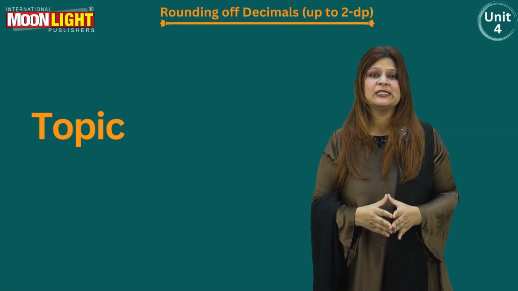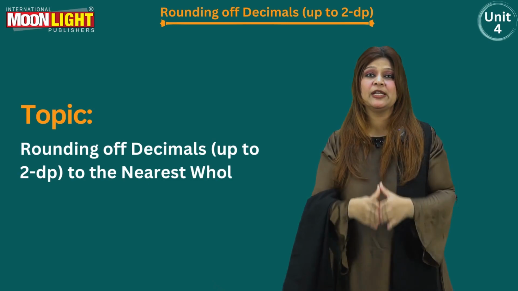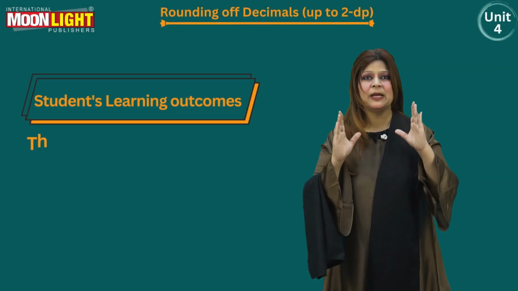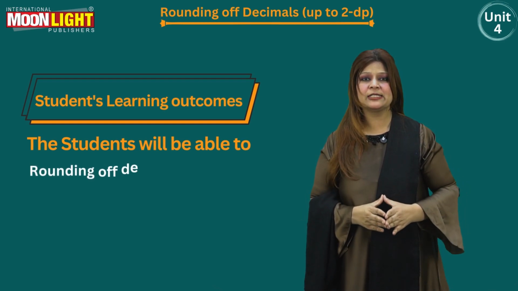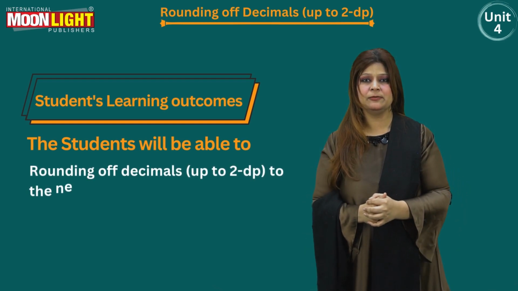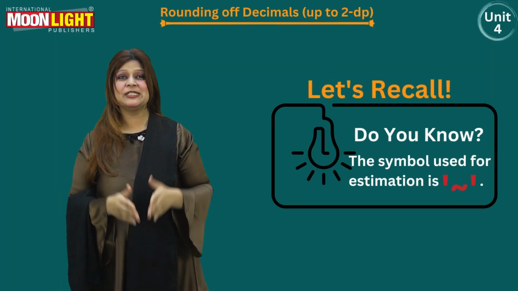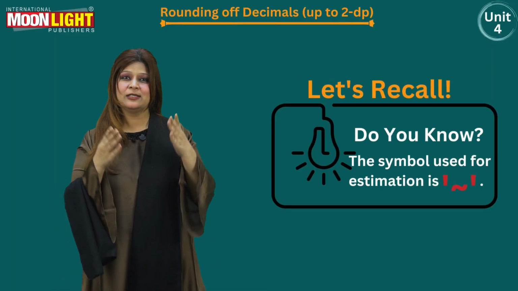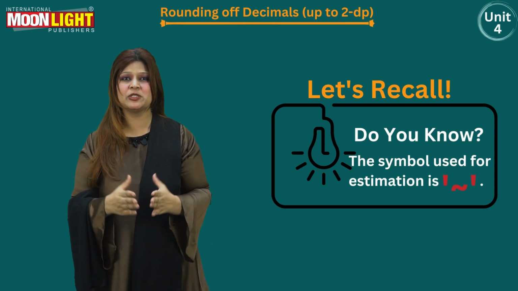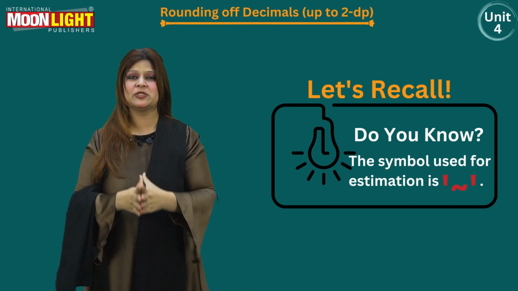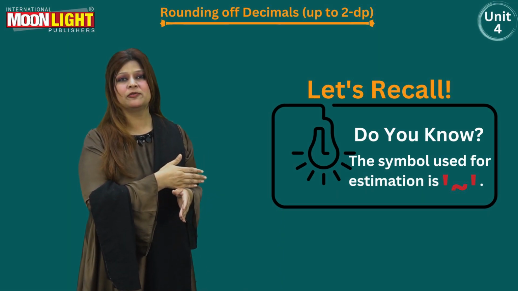Today my topic is rounding off decimals up to 2 decimal places to the nearest whole number. By the end of this lesson, you will be able to round off decimals up to 2 decimal places to the nearest whole number. Now, my dear students, let's recall the symbol. Which symbol? The rounding off symbol, or estimation symbol, or approximation symbol. Well, this one is the rounding off symbol.